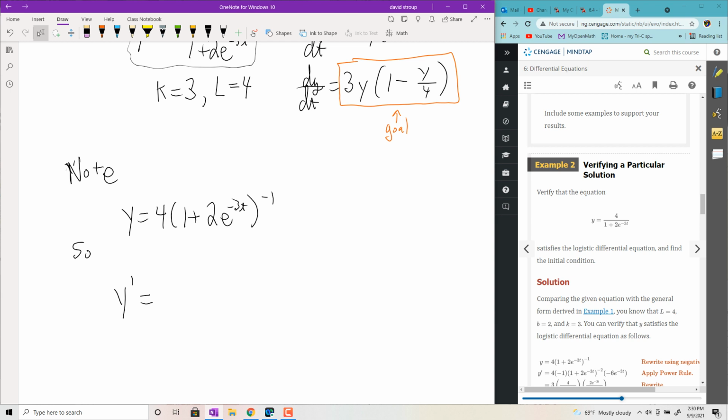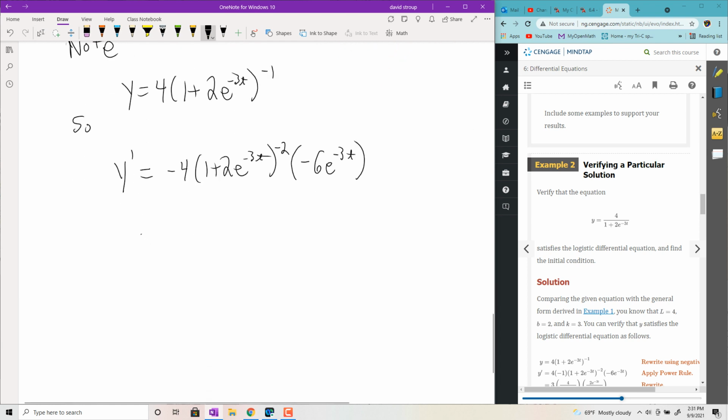So anyways, taking the derivative, I use first the power rule. So bring down the negative 1. So negative 4 times (1 plus 2e to the negative 3t). Negative 1 minus 1 is negative 2. And then the chain rule, I have to multiply by the derivative of the 1 plus 2e to the negative 3t. So that's going to be 2e to the negative 3t times negative 3 with a chain rule on that, right? So it's going to end up being ultimately negative 6e to the negative 3t.